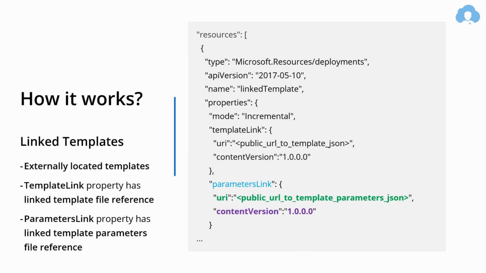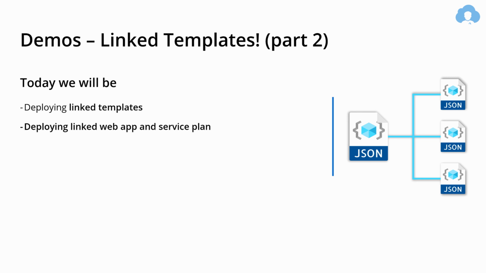And if you want to pass the parameters, you can also use parameters link. Again, a public URL to the parameters file of your template. And this is how easy it goes. It's pretty much, in terms of resources, it's just linking external templates. So the demo 2 is very simple. We're gonna now create a link templates. Then I'm gonna show you how to deploy web application in a service plan using that, and how does it work in a real scenario.